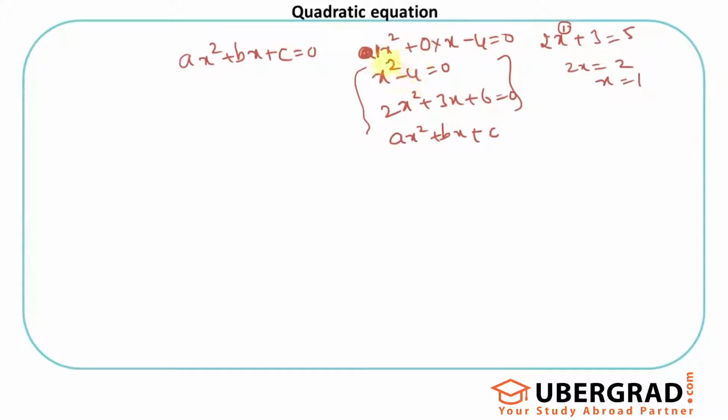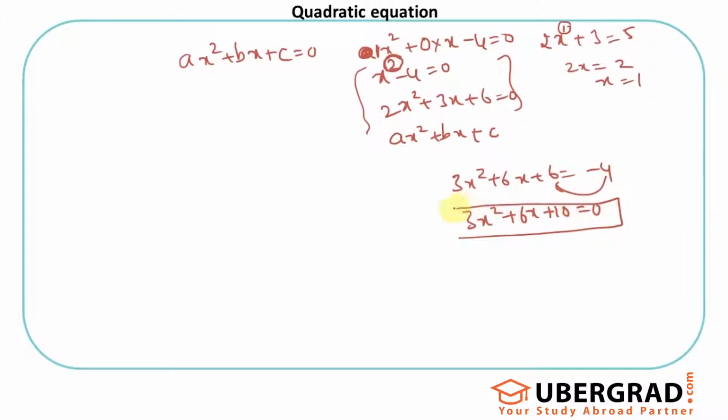The important element is this: the highest power of this variable is 2. You won't see 3, 4 or 1, etc. This is called the quadratic equation. Right? And the equation equals 0. Even if you see something like 3x square plus 6x plus 6 is equal to minus 4, you need to send this side and get it as 3x square plus 6x plus 10 equals 0 to solve this equation in the way that we generally know.